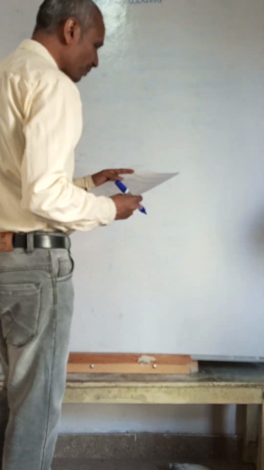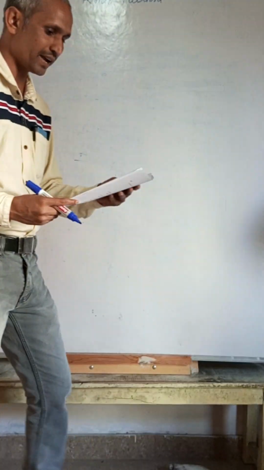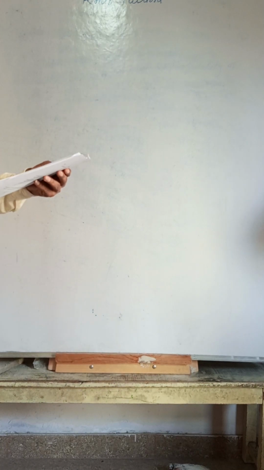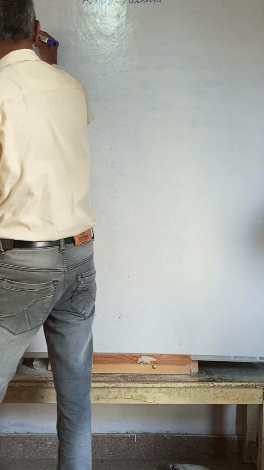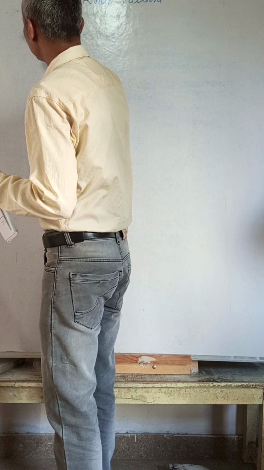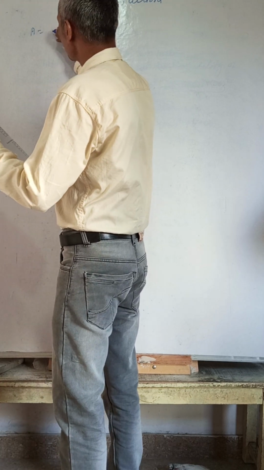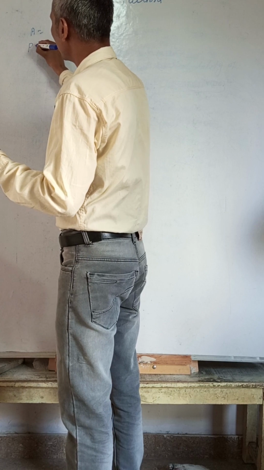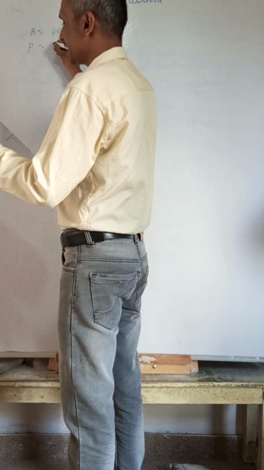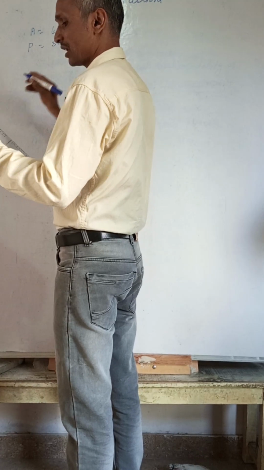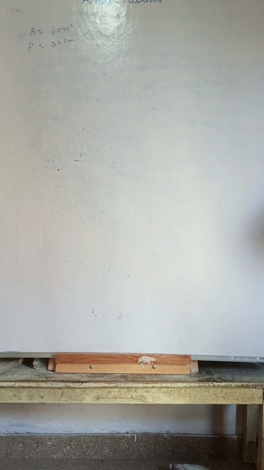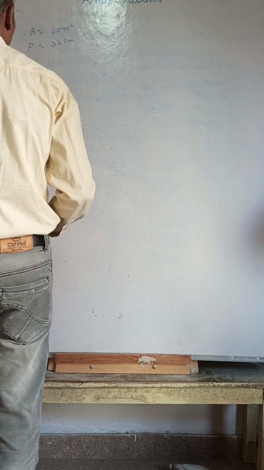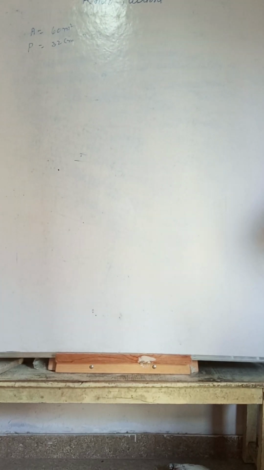The area and perimeter of a rectangular field are 60 m² and 32 m respectively. Find the length and breadth of the field. The field is a rectangle, and we are going to find its length and breadth.